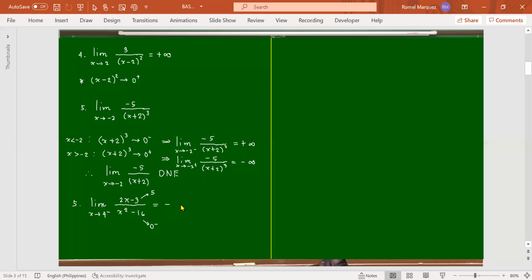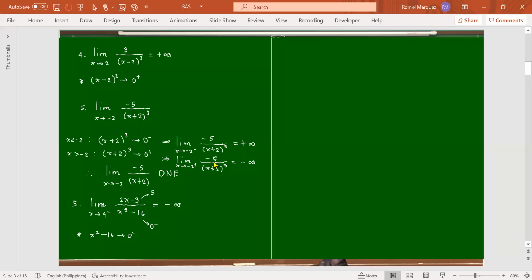Is that correct, guys? Okay, so this time the numerator is no longer a constant, but its limit is positive. Therefore, this is negative infinity, because the denominator is approaching 0 through negative values.